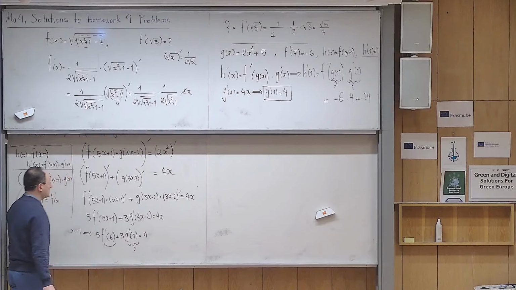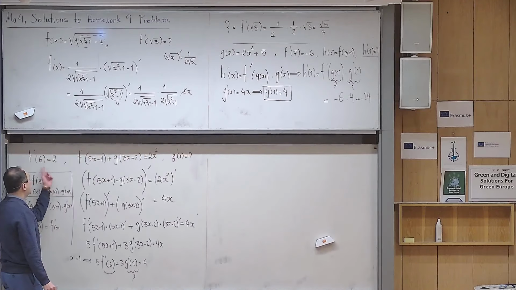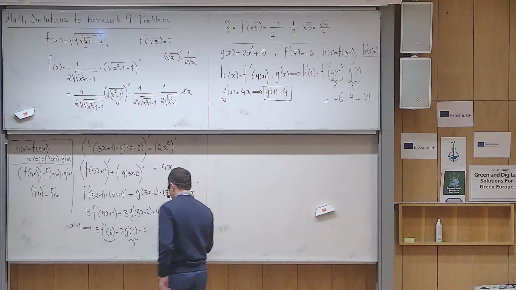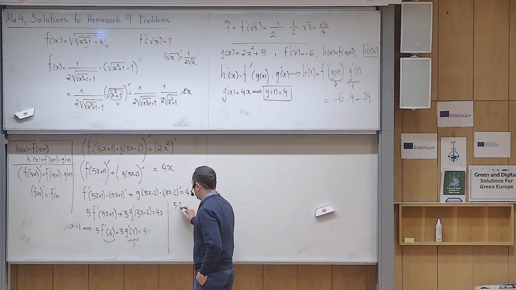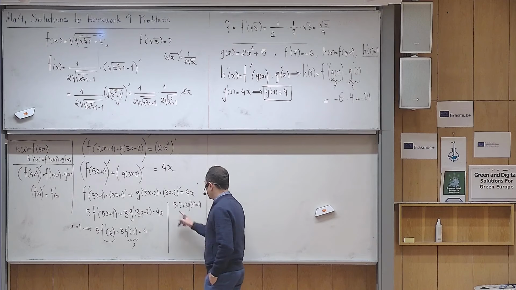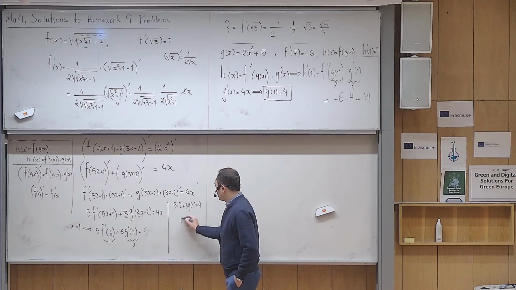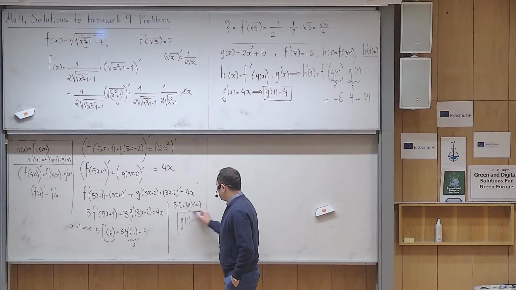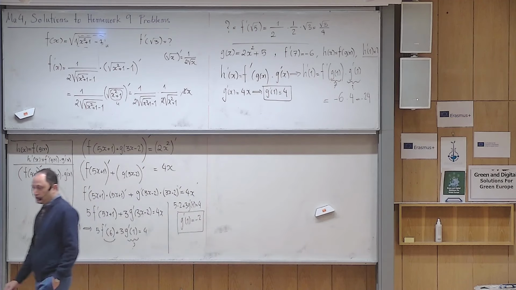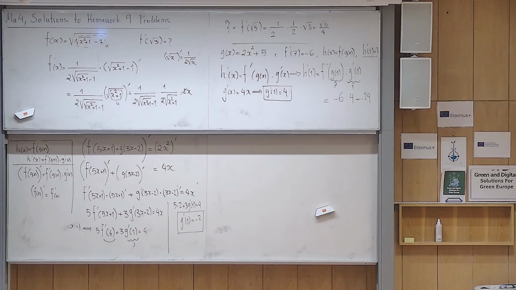But the good news is that I have access to it. F prime of 6 is 2. So then I put it here. So if you don't mind, let me write it here. So it becomes 5 times 2 plus 3g prime of 1 is equal to 4. 10, this becomes minus 6. So g prime of 1 is minus 2. Yes? So that is also, I would say, a good question.